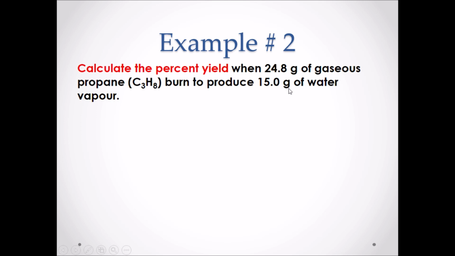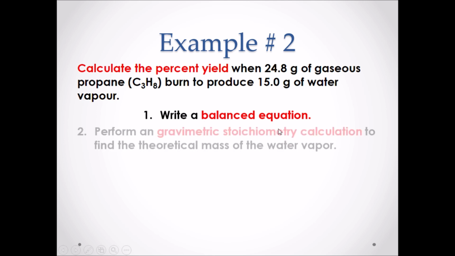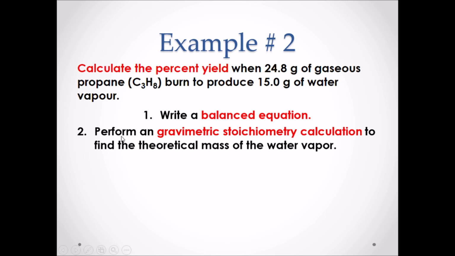15.0 grams is given in the question, therefore it will be the actual yield. To complete this question, we have to write a balanced chemical equation. We then have to perform a gravimetric stoichiometry calculation to find the theoretical mass of water vapor. Then finally, we can calculate the percent yield of water vapor.